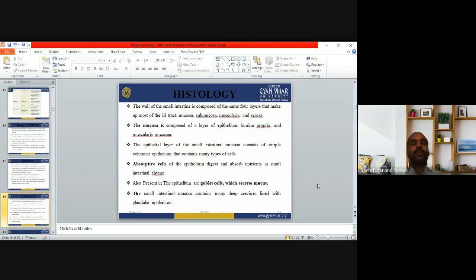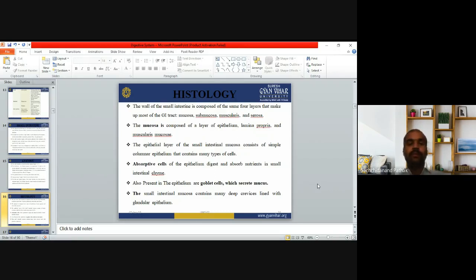The wall of the small intestine is composed of the same four layers that make up most of the GI tract. We studied in the last classes: mucosa, submucosa, muscularis, and serosa. Same for all of the alimentary canal. So yes, in the intestine it is these four layers. The mucosa is composed of a layer of epithelium, lamina propria, and muscularis mucosa.